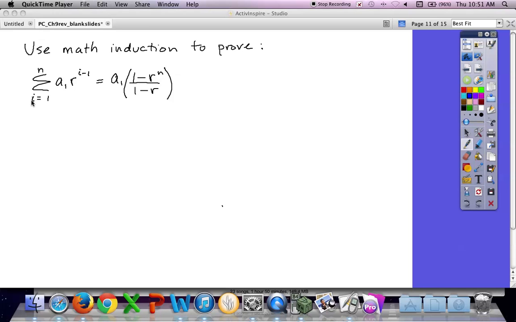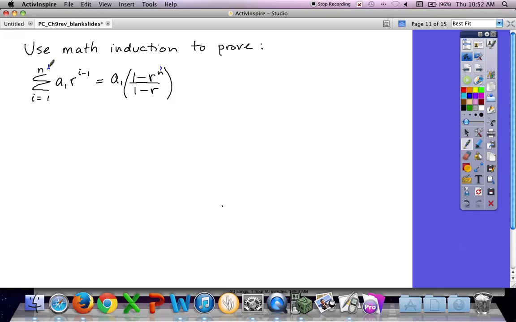Now, the one I've got on the screen, which looks different than the ones we did, is showing you that the sum of the nth term of a geometric sequence equals the formula we're already using for the sum of a geometric sequence. Okay, so we're going to try to prove that's true using math induction. So if I put in n equals 1 here and here, I want to show that it's the same on both sides.